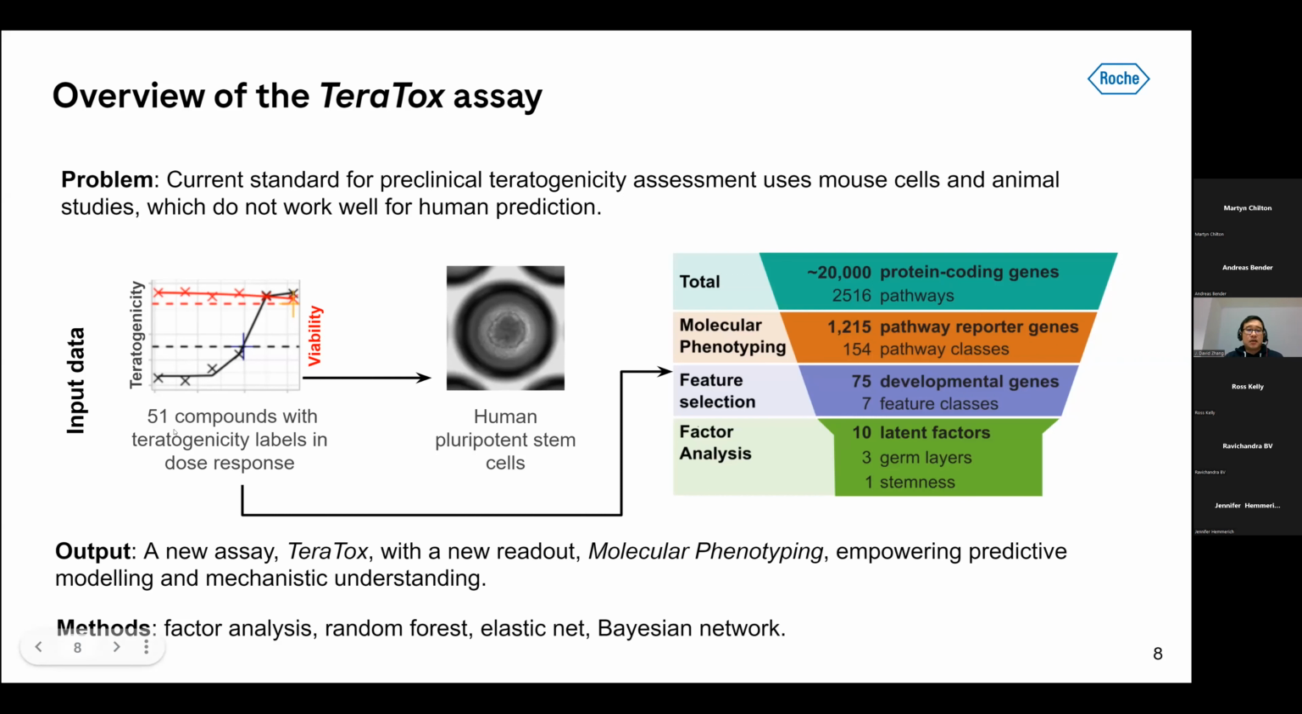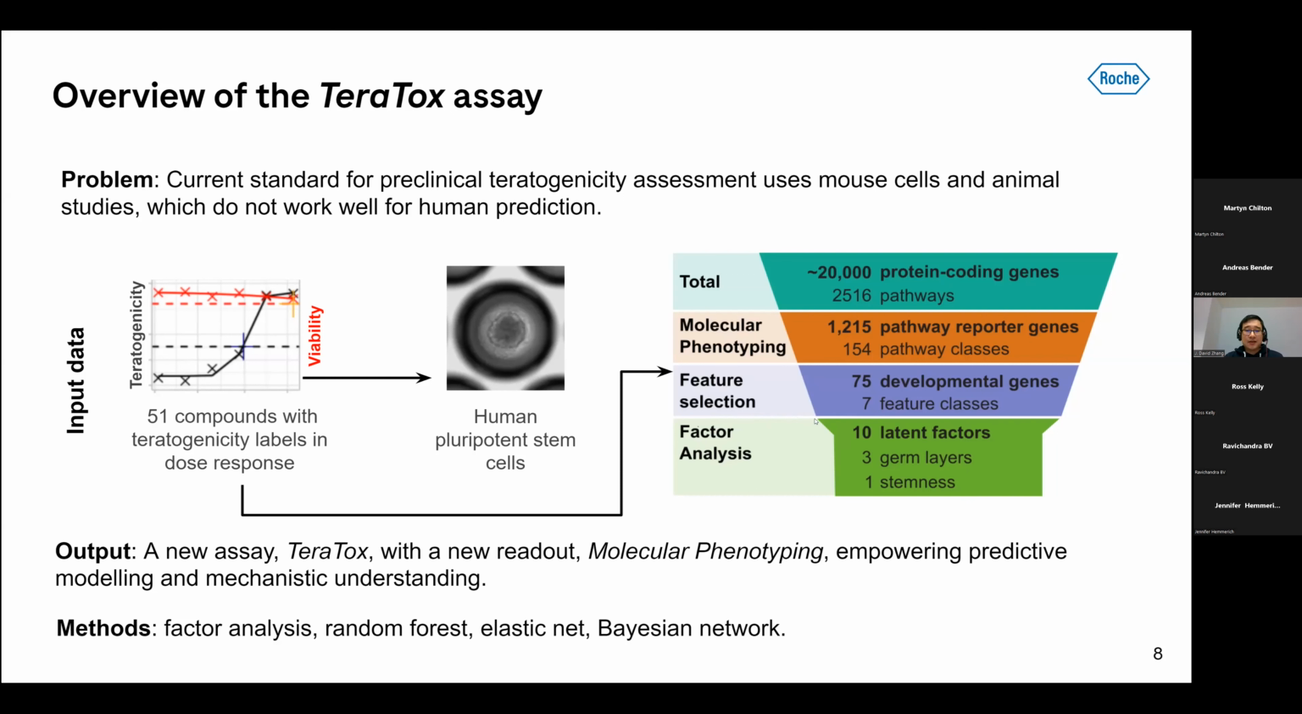So what we did, we performed expression-based analysis of 51 compounds with curated teratogenicity labels in dose response, in these human pluripotent stem cells. And using a platform that we built within Roche called molecular phenotyping, we could apply feature selection methods and also use a statistical method called factor analysis, which we found is not only in this context a statistical method, it revealed actually biological insight about germ layers and stemness.